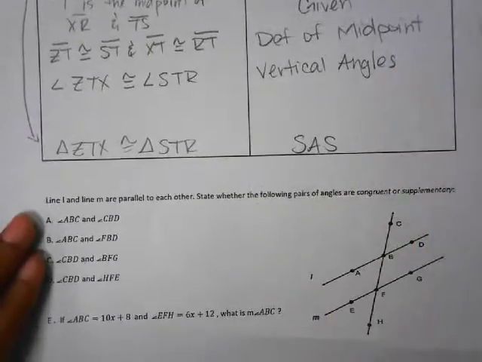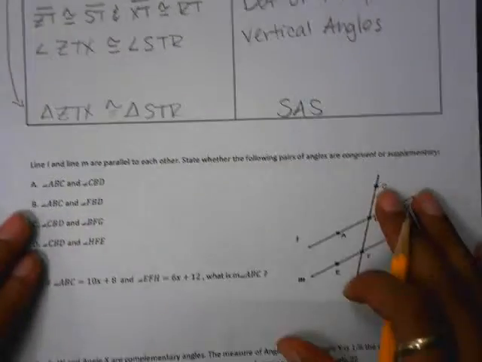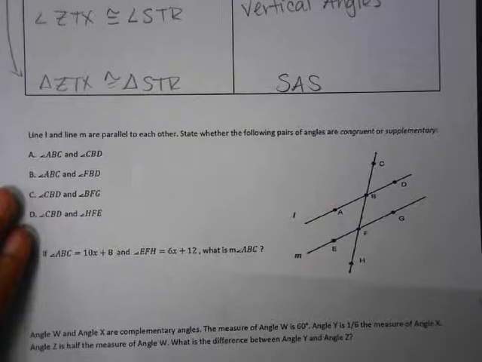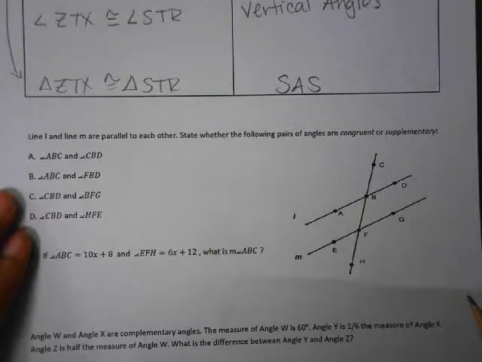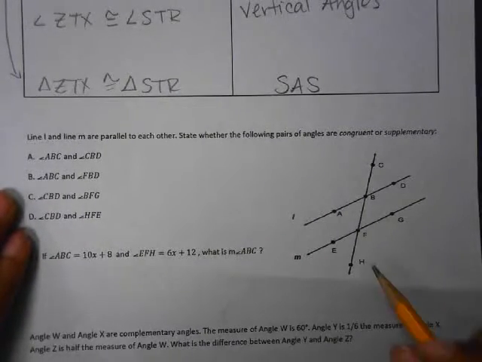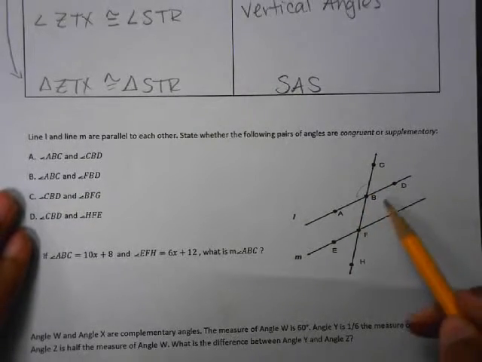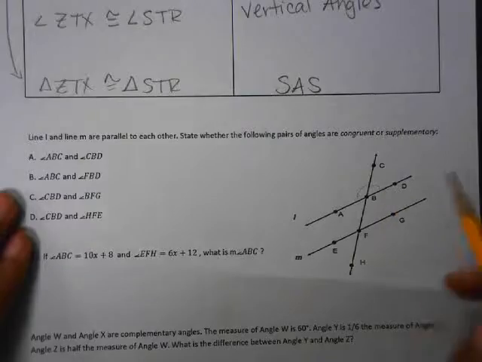Now, questions on the bottom. It says that line L and line M are parallel to each other. Here's L and here's M. State whether the following pairs of angles are congruent or supplementary. So ABC and CBD: supplementary.